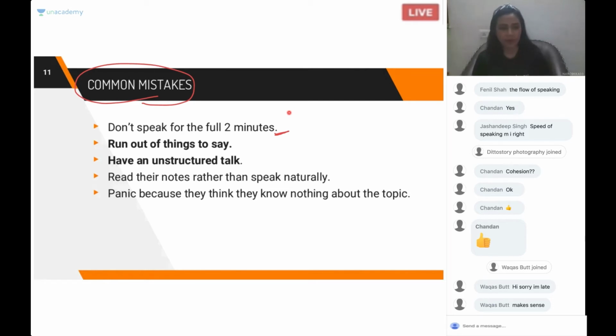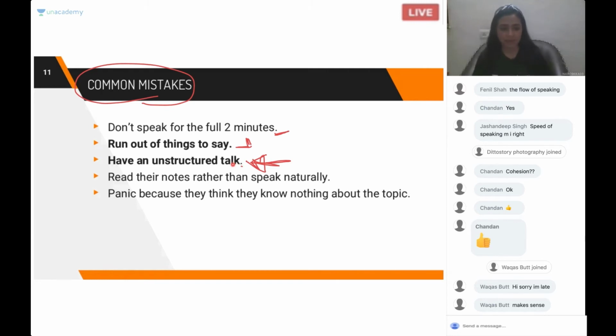Next is running out of things to say, which is related to why people stop. You've written some 10 points on your paper, you used all of them and finished what you had to say, and now you do not have anything to say, so you stop. That's another common mistake. And having an unstructured talk relates to cohesion, which we just discussed when talking about fluency and cohesion. So organization, order and structure are very crucial.